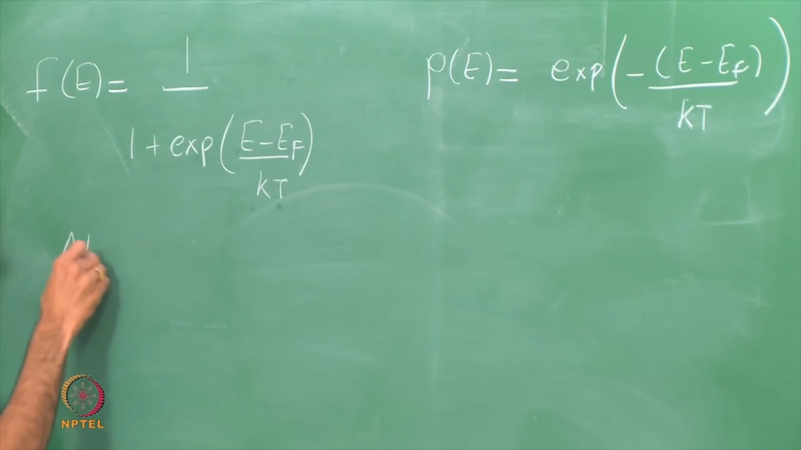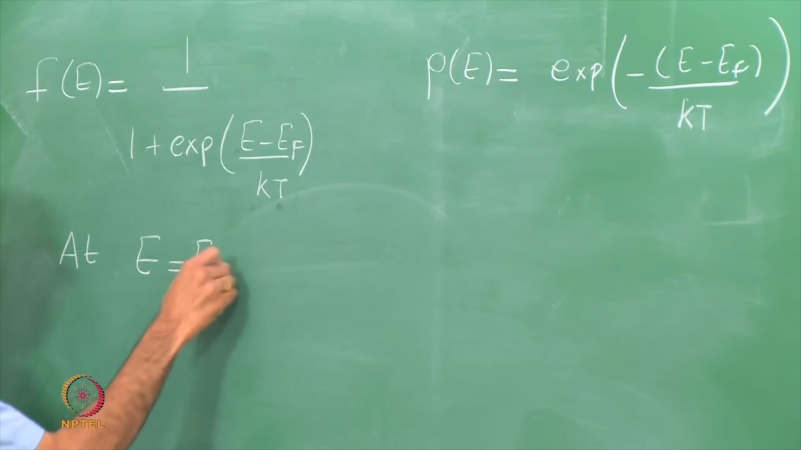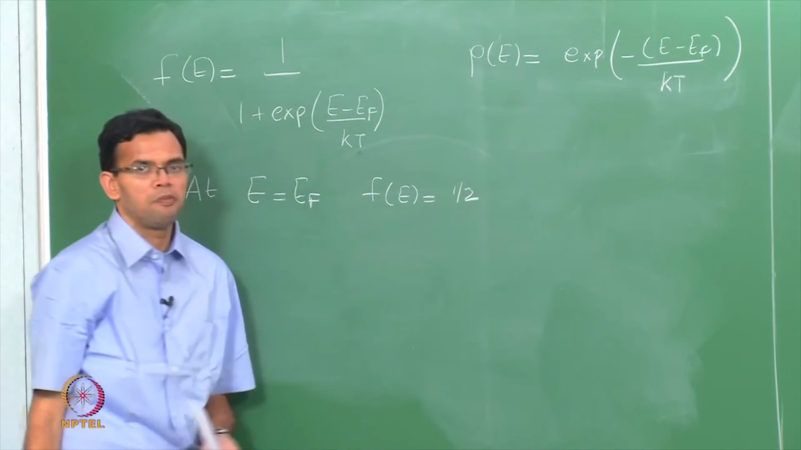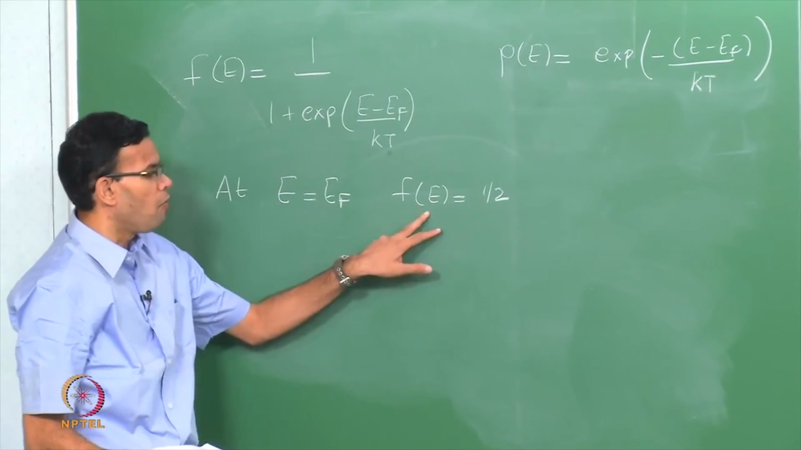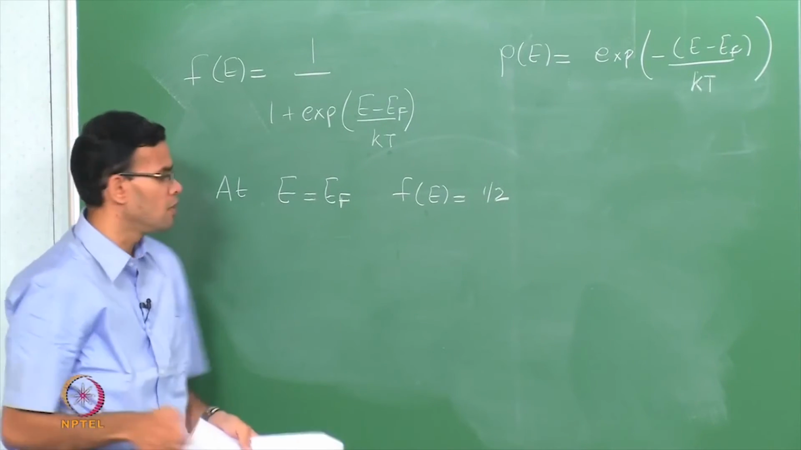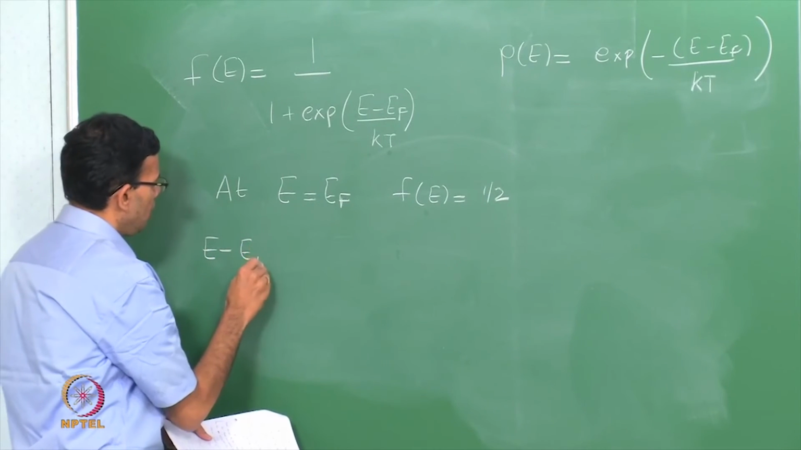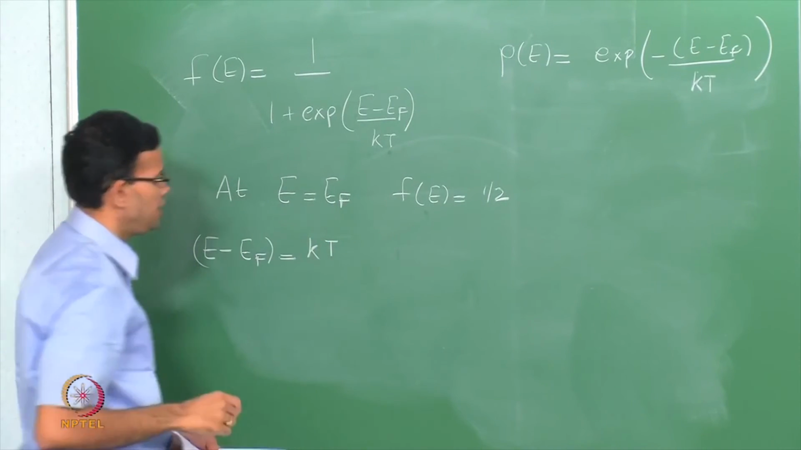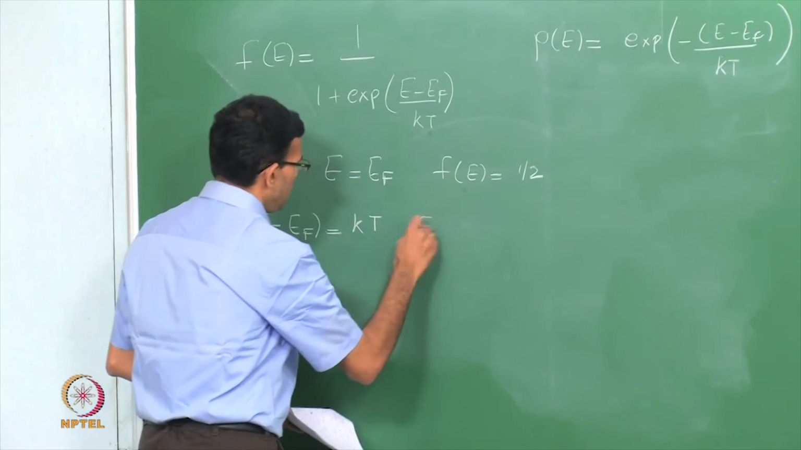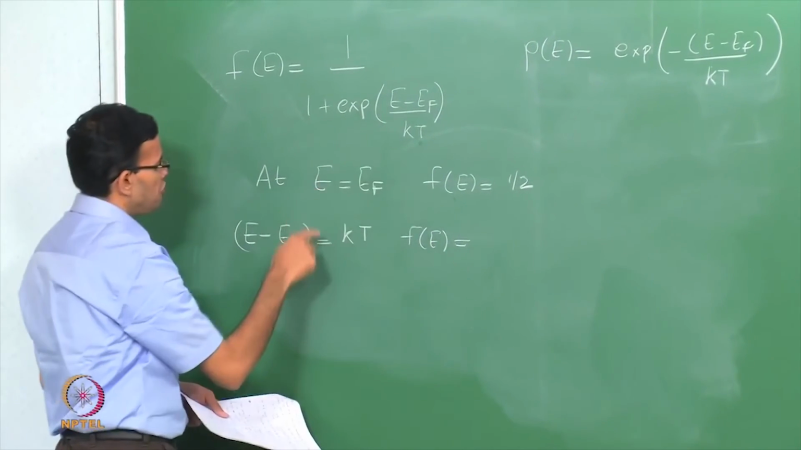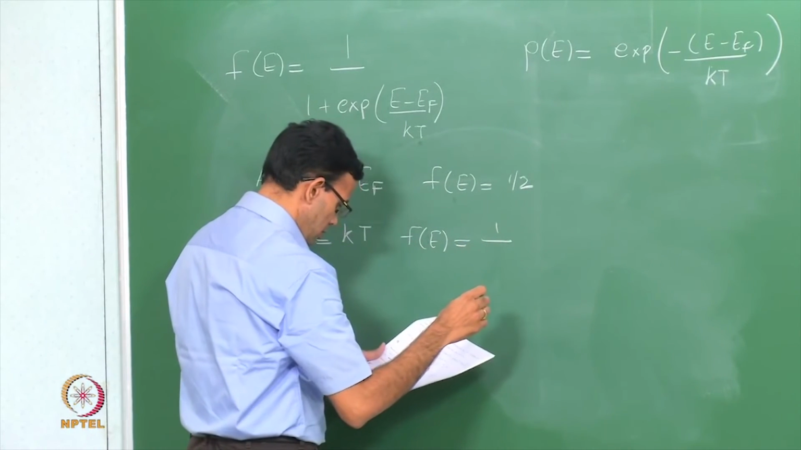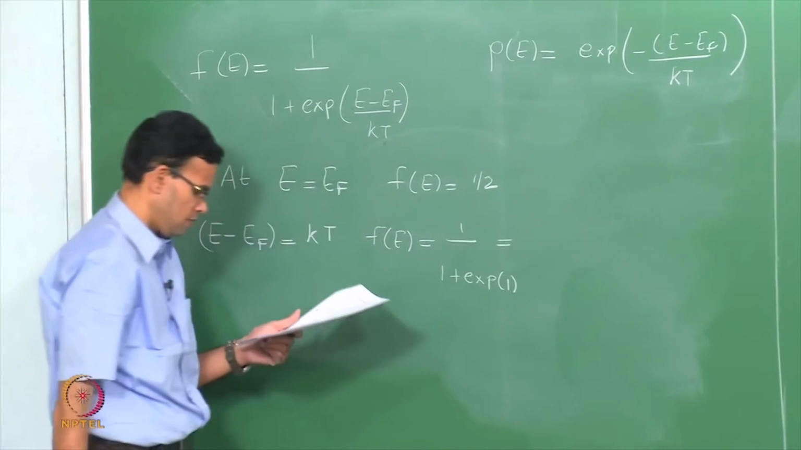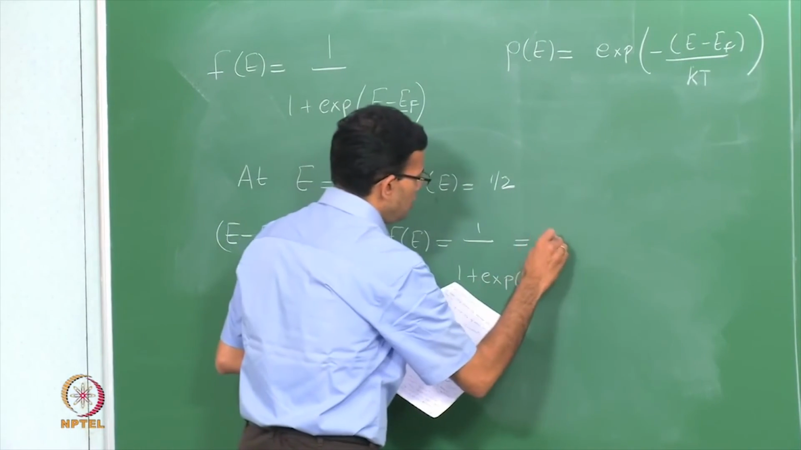Now, at the Fermi level E equal to EF, f of E is always 1/2. Does not matter what the temperature is, the probability of occupation is always half. Let us say we are KT above the Fermi energy. So, E minus EF is nothing but KT. In this case, f of E, you can substitute KT there, 1 over 1 plus exponential of 1. If you do the calculations, that is 0.26.